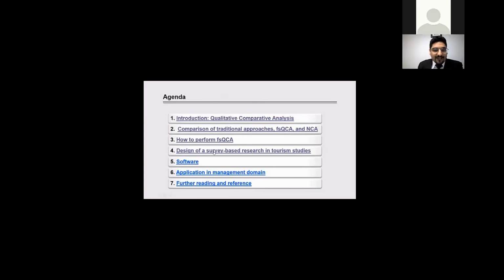Yes, now I think that I explained how people can employ a different analytical approach to increase the quality of their research by applying a rigorous methodological approach. But the question is what software we can use for running fsQCA and NCA.